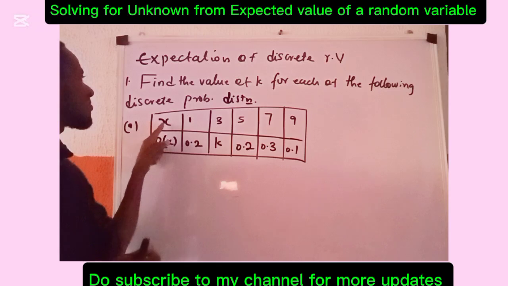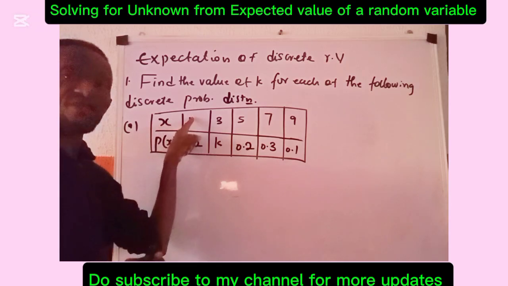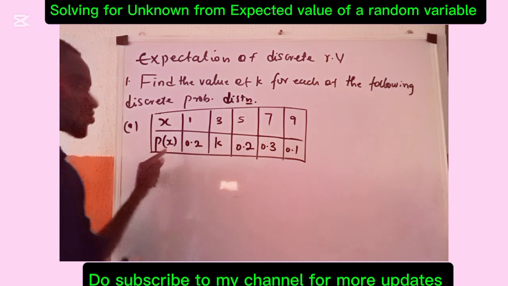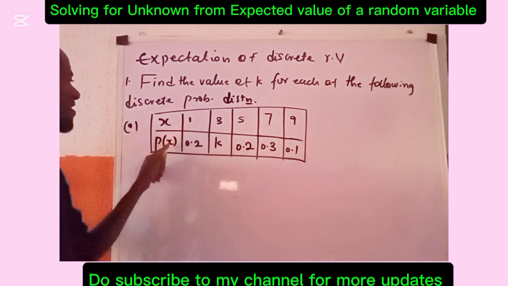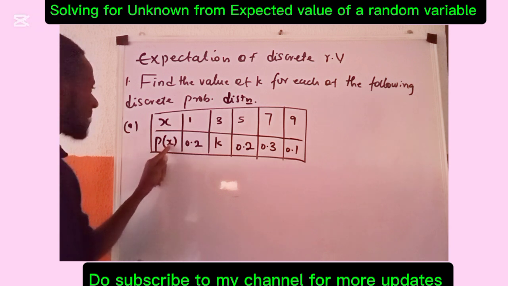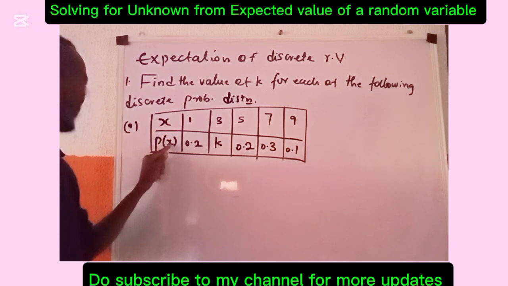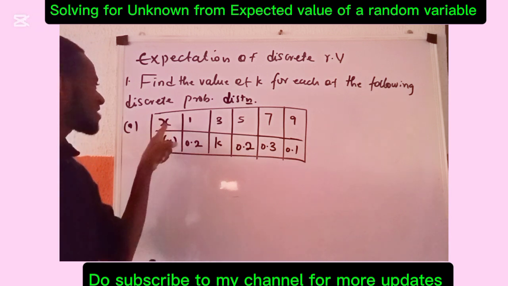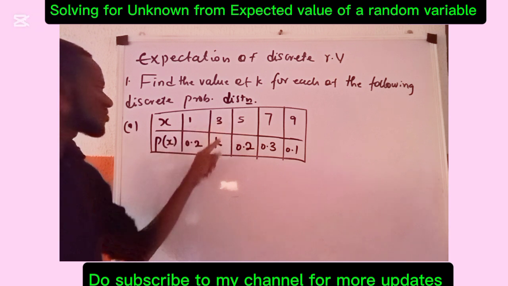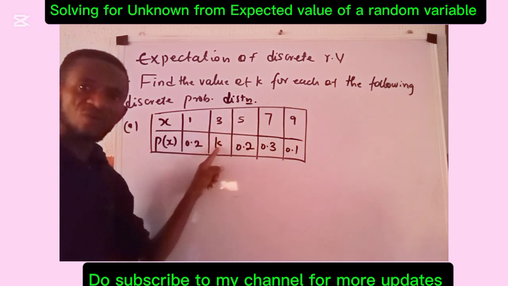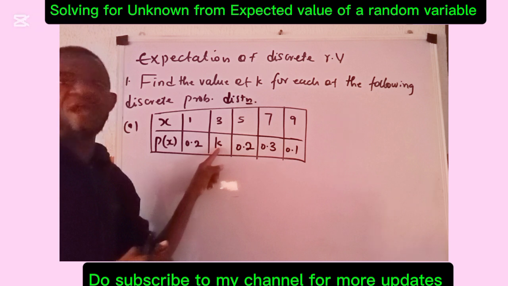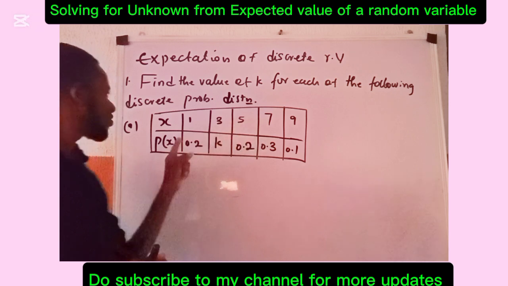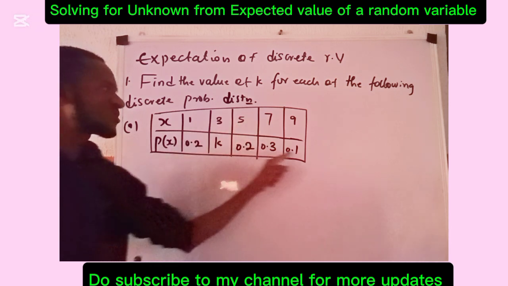For this random variable x to take a value 1, look at its probability. That is why you have here P of x. So when 1 goes in here, you are talking about the probability that this random variable x takes a value 1. The probability that x takes a value 3, look at its probability, given to us as k, which of course is what we are required to find in this question. The probability that x takes a value 5 is 0.2 down the line.